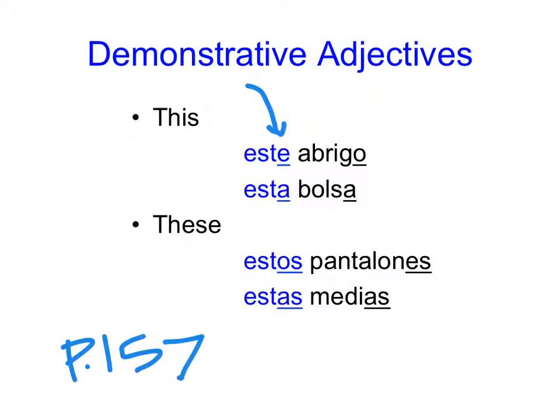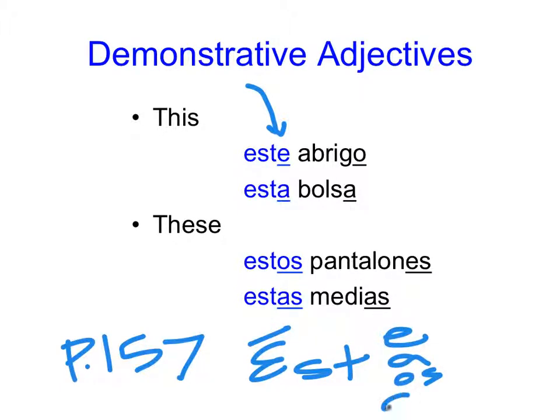And on page 157, it talks about, instead of saying this coat or this bag, using the word just this one. And when we do that, we're going to put an accent mark on the E. Este or esta or estos or estas. If we just want to replace our adjective and use it as a noun, we just put an accent on the E. You don't need to know it for the test, but you're going to need to know it on the super site.